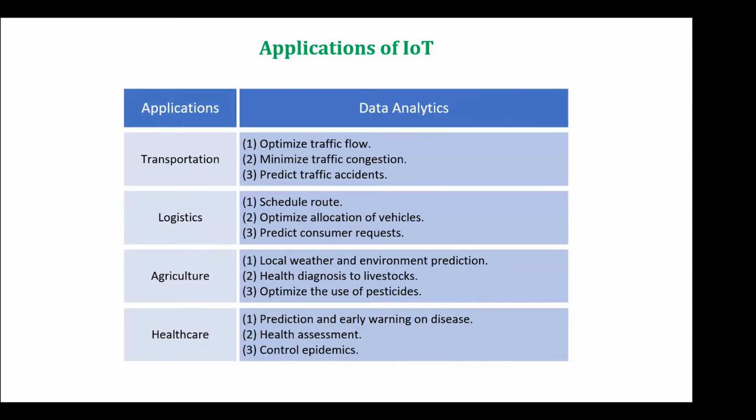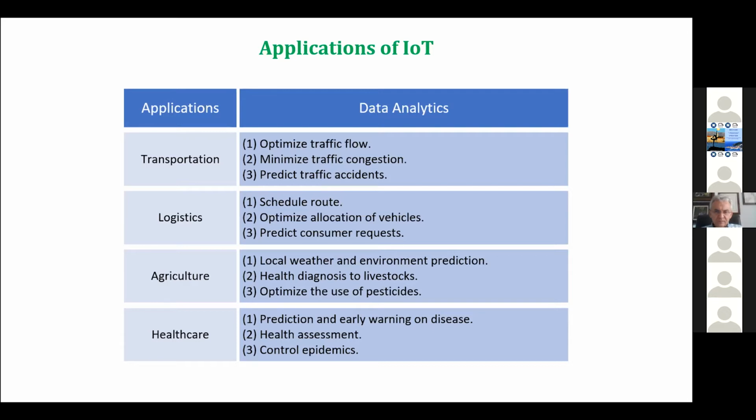Then maybe you would ask, okay, what can IoT be used for? Nowadays, IoT systems are widely used in almost every area of our daily life. It's everywhere. For example, it can be used for transportation, logistics, agriculture, and healthcare. In this workshop, we want to focus more on agriculture. In this field, IoT can be used, for example, to estimate the weather and the condition of the environment, or give some diagnosis of the health of animals, or optimize the usage of pesticide. These are the applications of an IoT system.